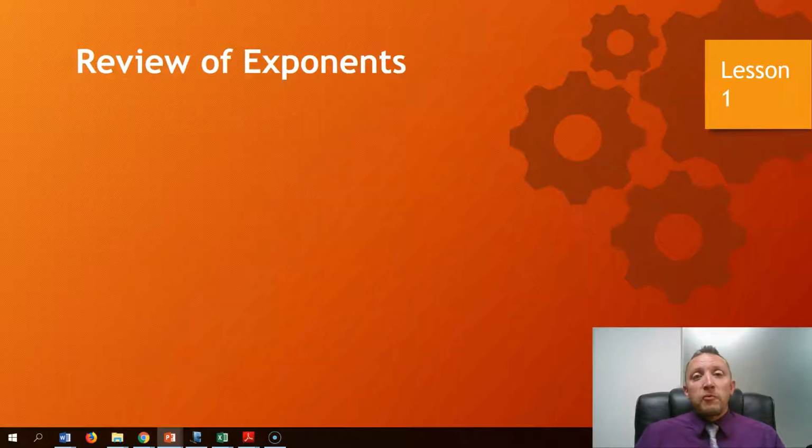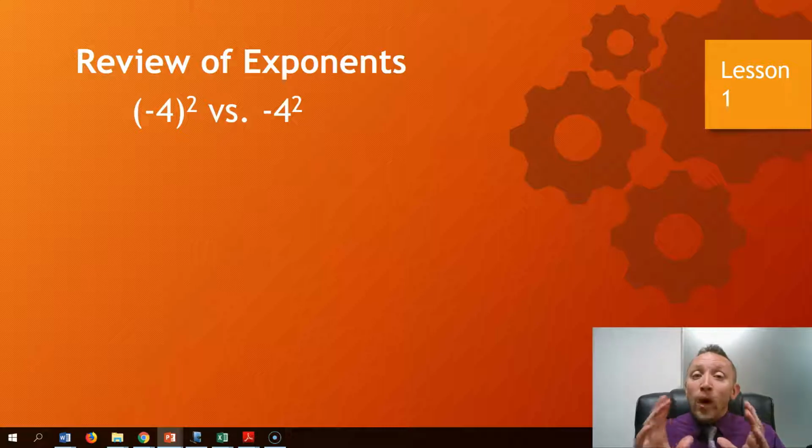One last thing before we're done with this first lesson. In your assignment, you're going to be working with exponents. So I just want to review exponents because it may have been a while for you. So this little concept here. Negative 4 quantity squared versus negative 4 squared. Eventually, you guys are going to get to use calculators. And it's super important to know how to use a calculator. All right? If you type in negative 4 squared, or if you type in parentheses negative 4 squared, you're going to get different answers. Let's see why that would be.